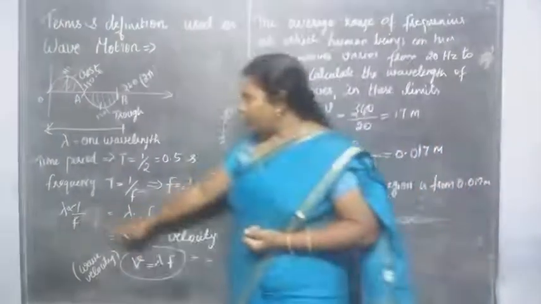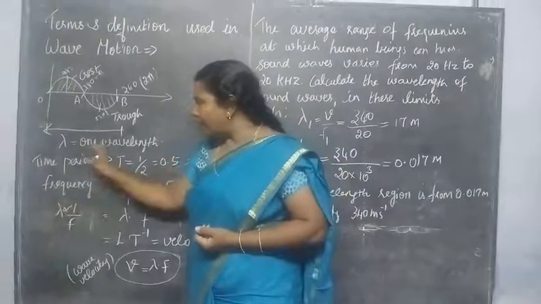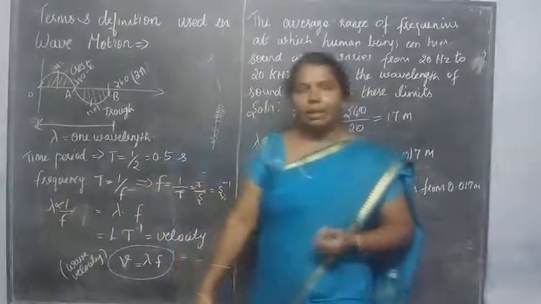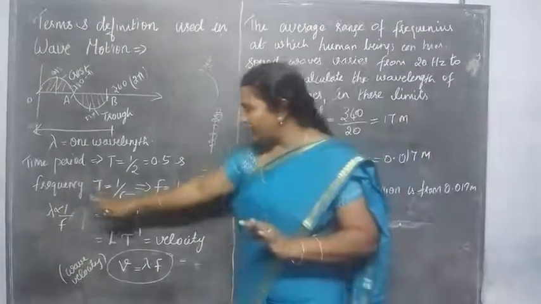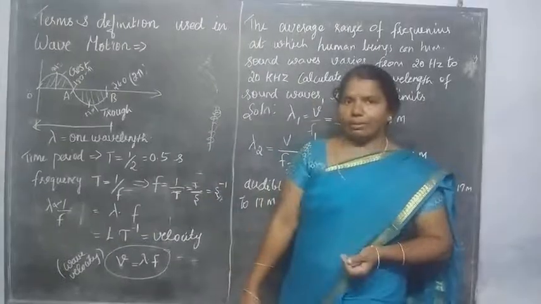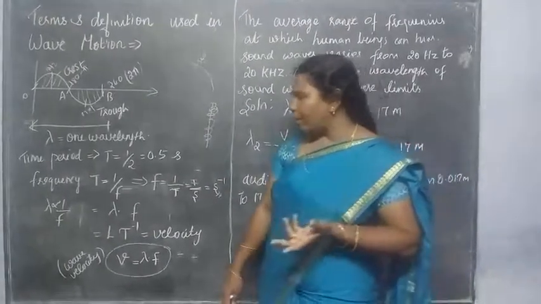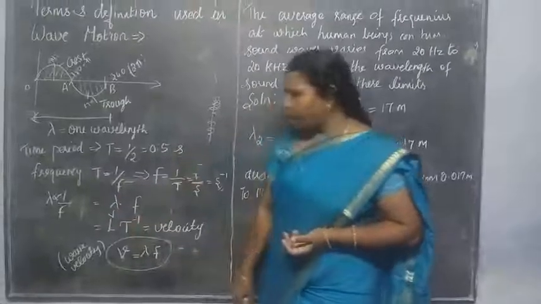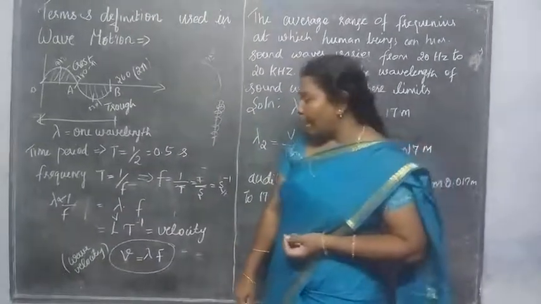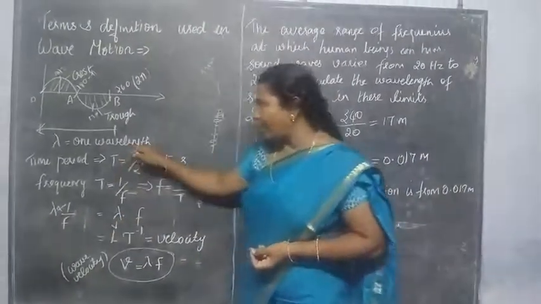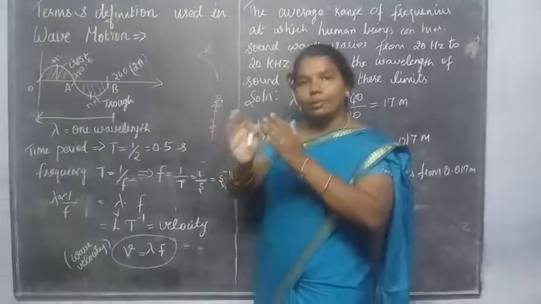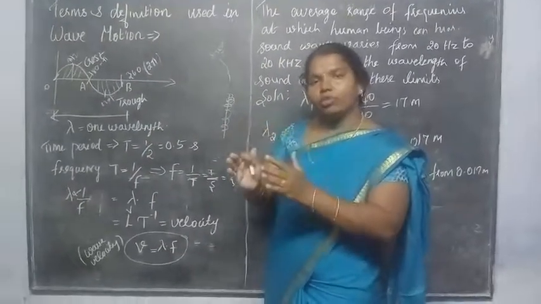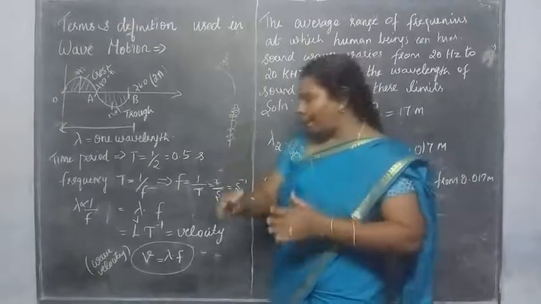Therefore, lambda, that is the wavelength, is inversely proportional to the frequency. Why are we saying that? See, what is the dimension for lambda? Length, because wavelength means the unit is length. Length means the dimension, which you can represent as capital L.